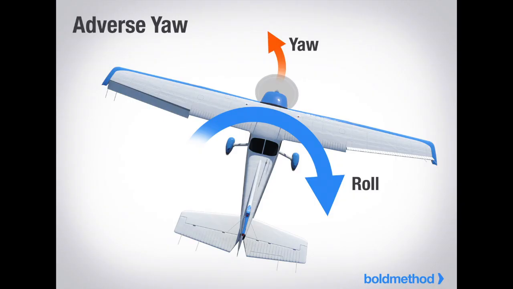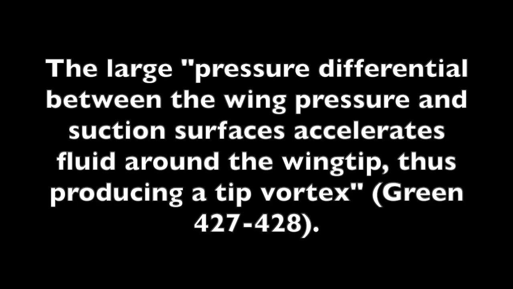As an aircraft turns in the air, an undesired aerodynamical phenomenon occurs called adverse yaw. But to better understand adverse yaw, we must first understand the vortex that is created around the tip of a wing. According to Sheldon Green's Volume 1 Fluid Vortices, the large pressure differential between the wing pressure and suction surfaces accelerates fluid around the wingtip, thus producing a tip vortex.